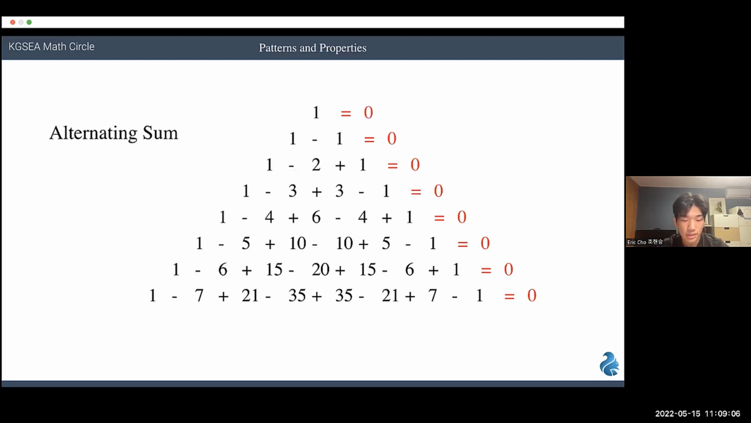The next pattern is that the alternating sum of all of the numbers in each row is 0. This relates to the fact that the Pascal triangle is actually symmetrical.